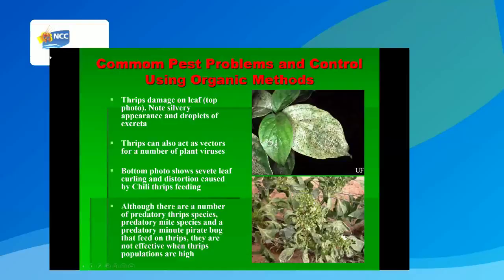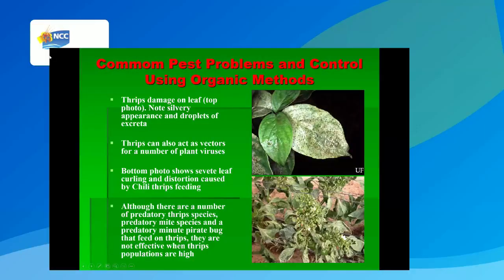Thrips, as I mentioned a little before, will cause this kind of silvering or bronzing on the plant surfaces, the leaves and fruit. And you also see speckling, black speckles on the leaf as well. That's the droppings from the same thrips when they're feeding. So it's quite characteristic. In addition to that, they can also carry or vector a number of plant viruses.